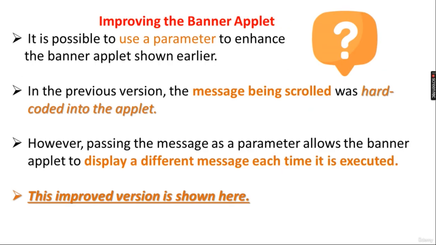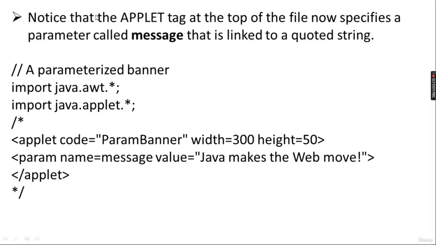Okay, improving the banner applet. It is possible to use a parameter to enhance the banner applet shown earlier. The message being scrolled was hard-coded into the applet. However, passing the message as a parameter allows the banner applet to display a different message each time it is executed. So in this example, we will see not a hard-coded message, but a different message each time it is executed. Improved version we will see now.